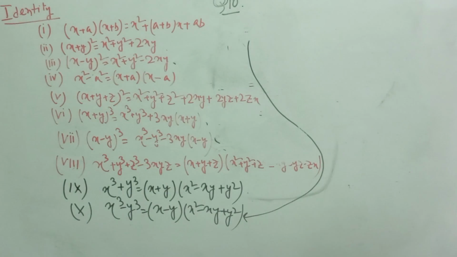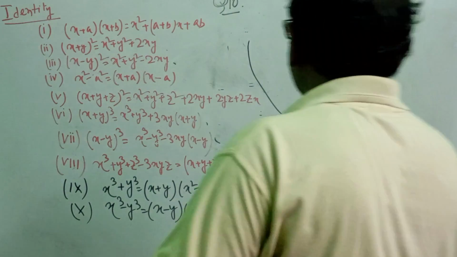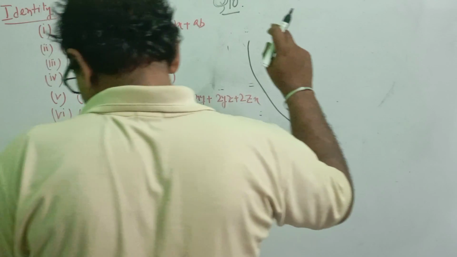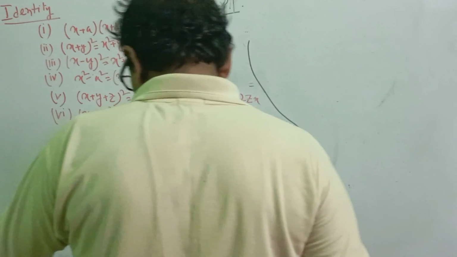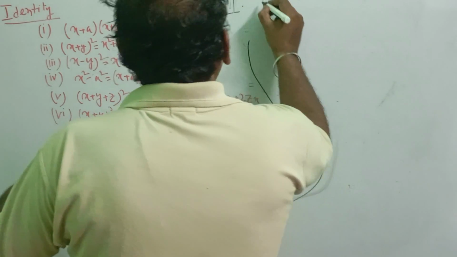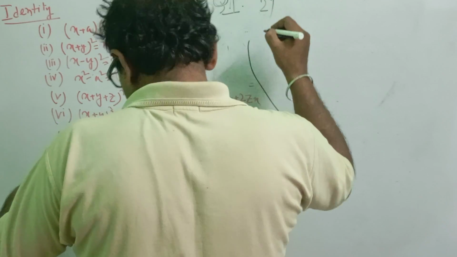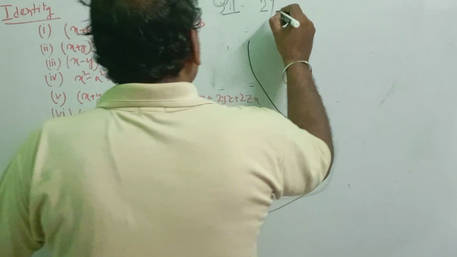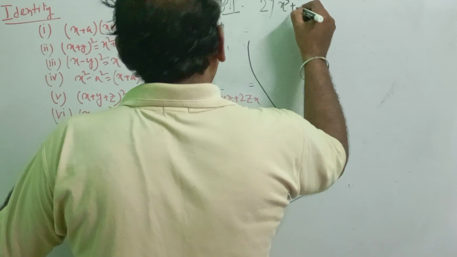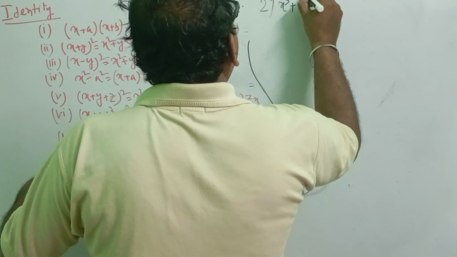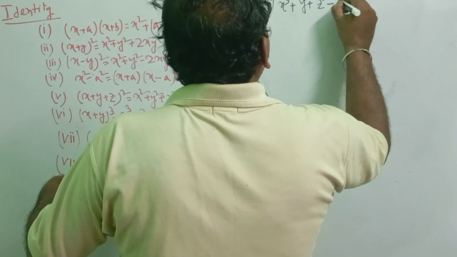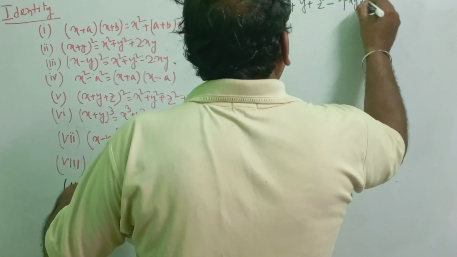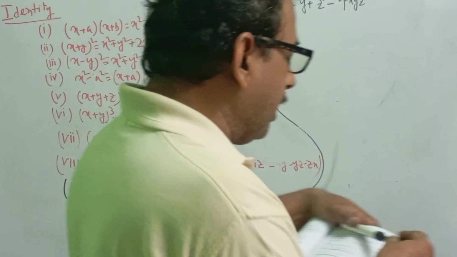Now we go for question number 11. What have they asked? Factorize 27x cube plus y cube plus z cube minus 9xyz.